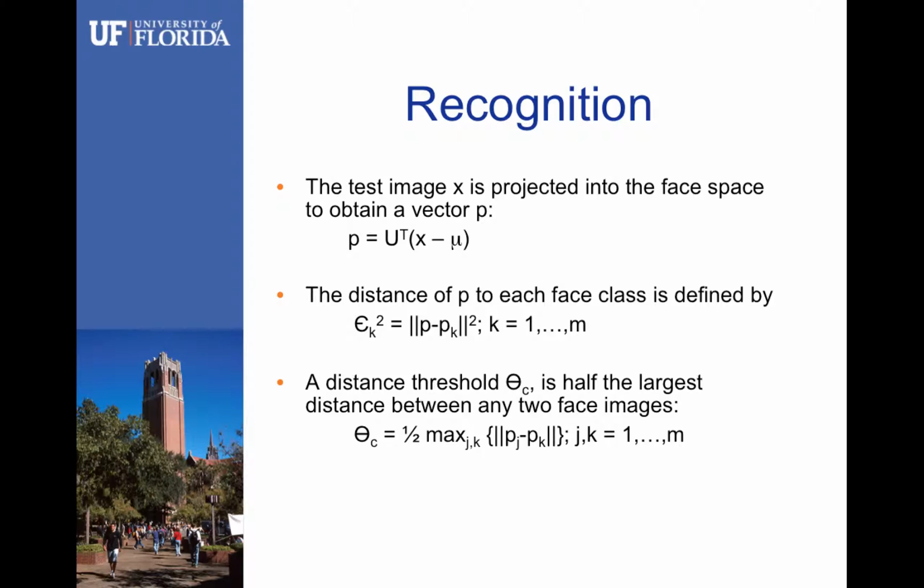Now let's talk about the recognition part. The test image is first projected into the face space to obtain a vector p, like we just talked about before. And the distance of p to each face class is defined by d_k, and d_k is described like this. A distance threshold theta c, usually defined as half of the largest distance between any two face images, can be calculated like this.